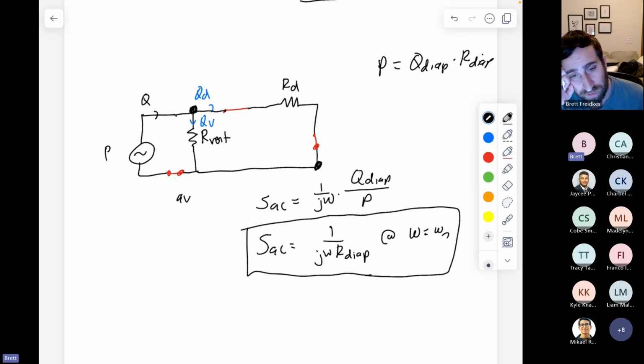Well, the R of the diaphragm is a very tiny number, Mikhail. When you're dealing with MEMS, a lot of these numbers are very small. So you have 1 over R of the diaphragm, which will end up causing the sensitivity to be larger.